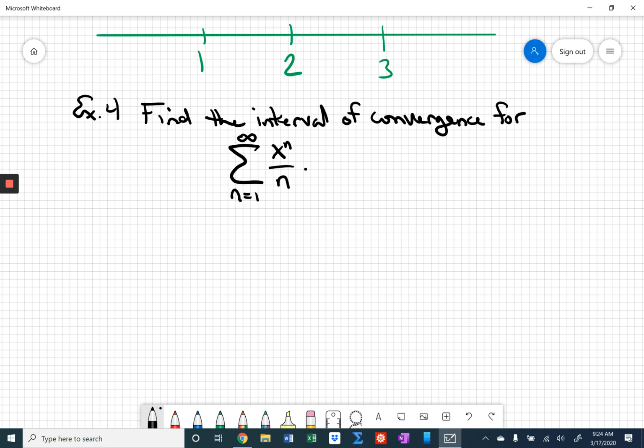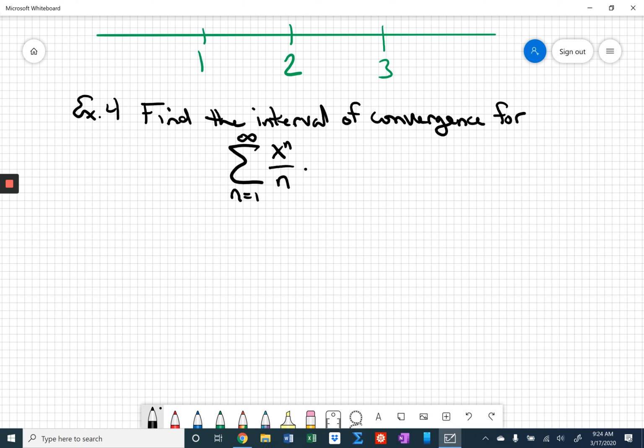All right, example number 4. Let's find the interval of convergence for the power series, the sum from n equals 1 to infinity of x to the power of n over n. The fact that we're starting at n equals 1 instead of 0 doesn't matter. If we start at n equals 0, of course, we get division by 0, so we can't have that.